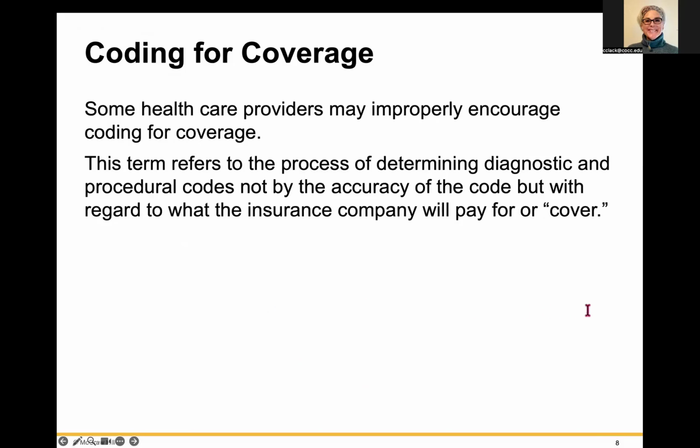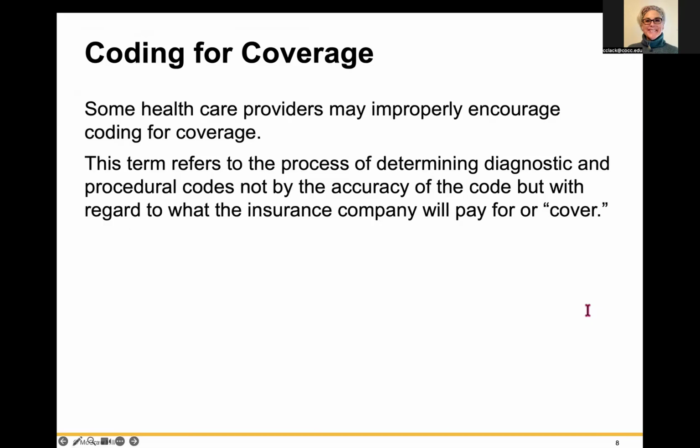So this is one of those slides that helps draw a line in the sand moment for coders. Because if there's one pressure point, it's in healthcare billing. It's the getting paid. And sometimes that pressure gets aimed at the coder. So let's define it. Coding for coverage means choosing a diagnosis or procedure code based on what the insurance will pay instead of what the documentation truly supports.